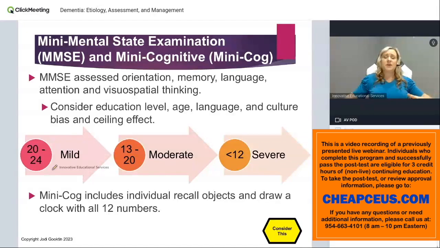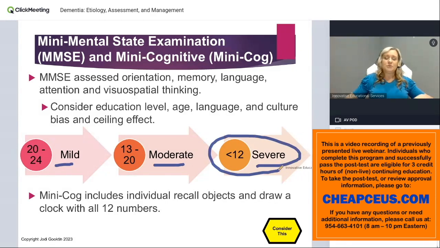Someone between a 20 and a 24 has a mild impairment, 13 to 20 is moderate, and then an individual with a score of less than 12, that's where we're looking at a severe impairment. Something to be aware of with this test is that if you're doing it for ongoing monitoring of an individual with Alzheimer's disease, regardless of where they're starting, the estimate is that you'll see a decline of about 2 to 4 points per year of their functioning on this test.